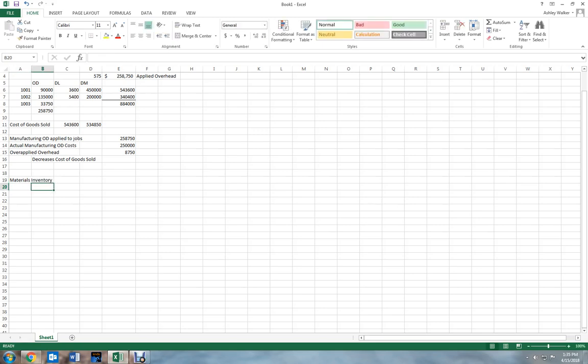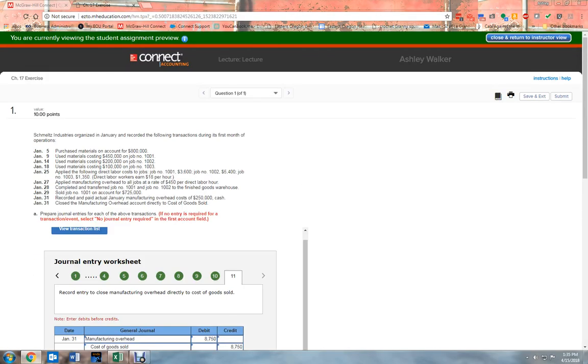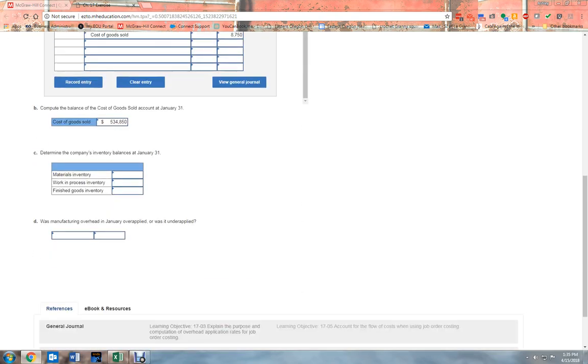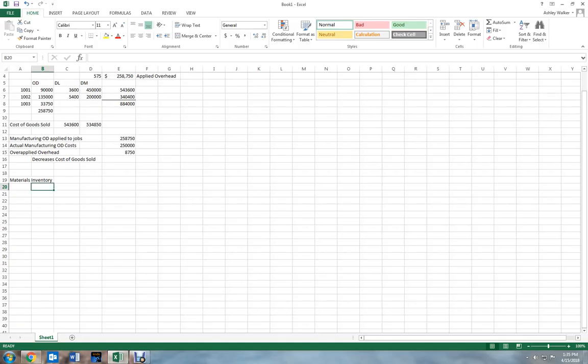Okay. So if all else fails, start at the beginning. So we go look at our beginning materials inventory. Remember, this is our first month of operations. So what's going to be our beginning balance in our direct materials inventory? Hopefully you said 0, because we couldn't have had any because we're just starting out.